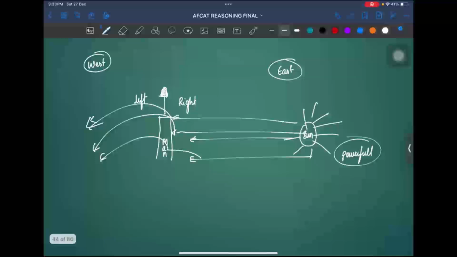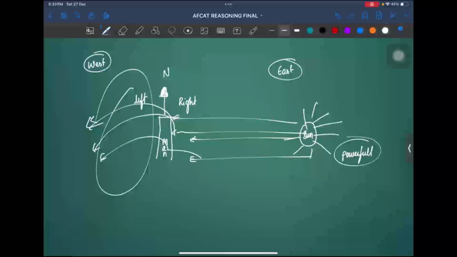So when a person is standing towards north and the sun rises in the morning, the sun rays hit the man, and the part which the sun rays will move on to will be considered as the shadow part. So from this concept, I can tell you that if a person is standing towards north in the morning, his shadow will be towards his left.